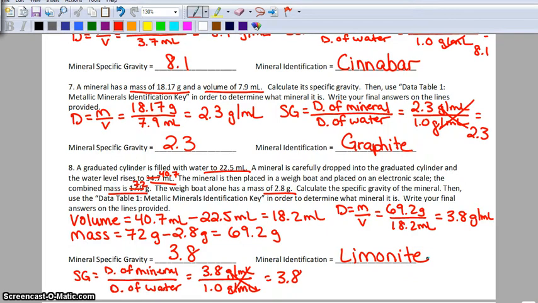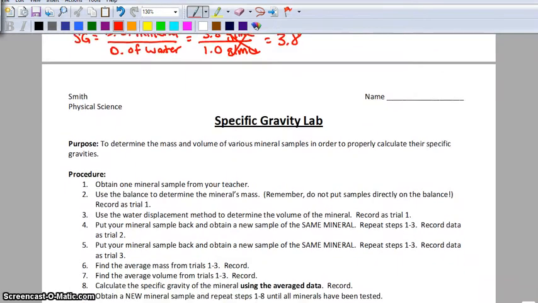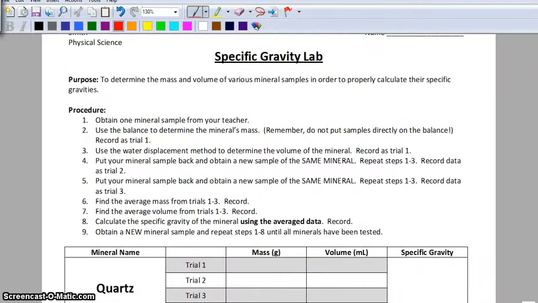And that concludes our specific gravity pre-lab. Bring this back on the due date, and you will be able to do the specific gravity lab in class with your lab partner.